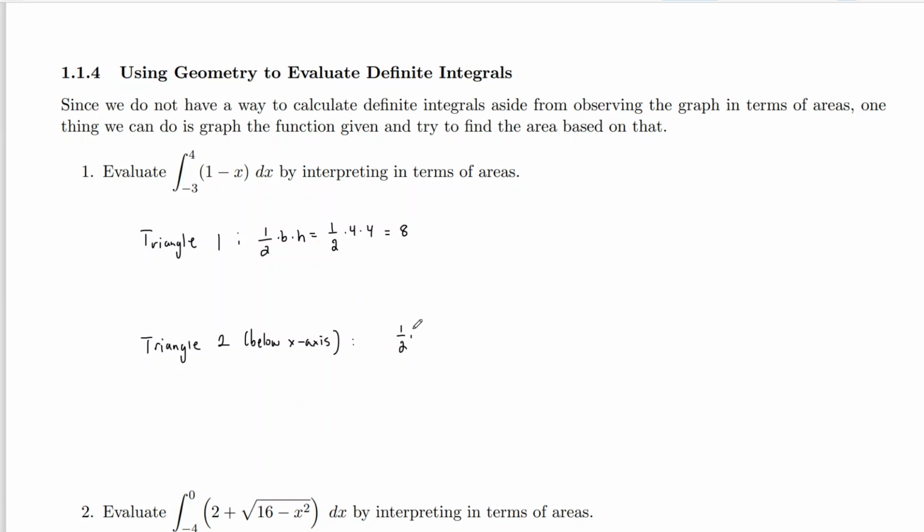So the area is 1/2 times the base times the height. But because it's below the x-axis, we know we're going to have a negative number. So it's -1/2, the base was 3, and the height was 3. 3 times 3 is 9, so this is -9 over 2.